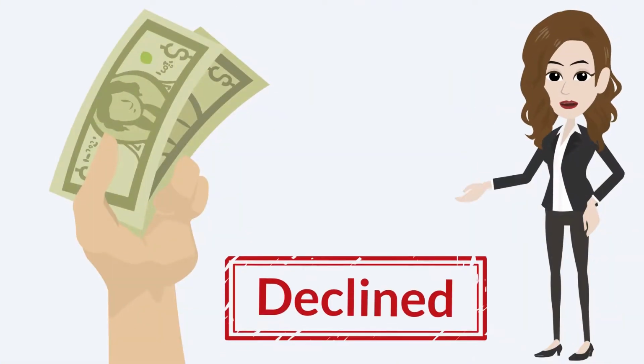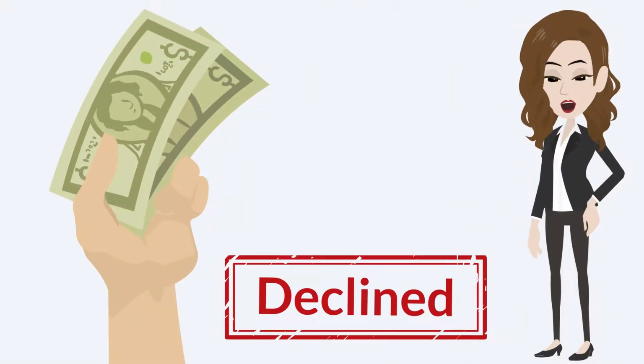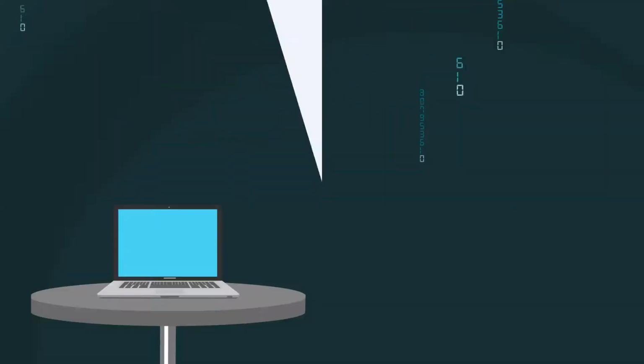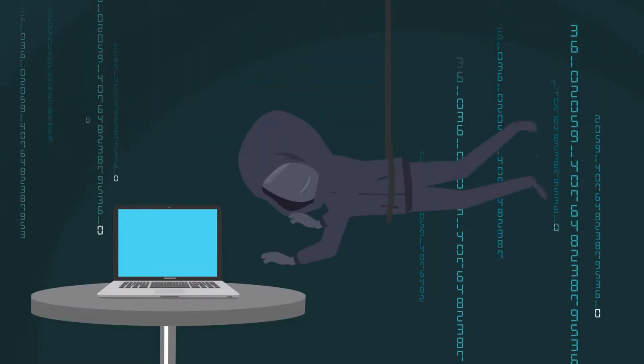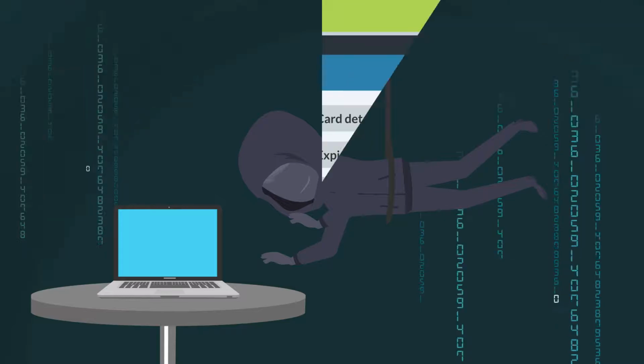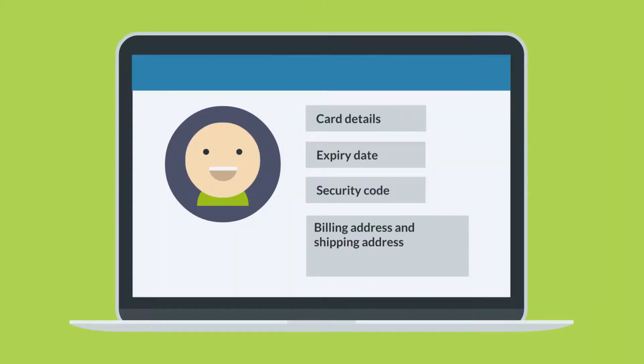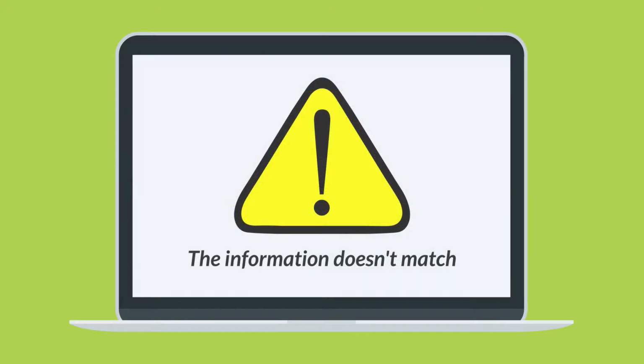Authorizations can be declined by the card issuing bank for a variety of other reasons, such as the transaction has been identified as suspicious, the expiry date or CVV code, 3-digit number on the back of the card submitted by the cardholder does not match the information held by the card issuer. The cardholder's account has been blocked or closed.